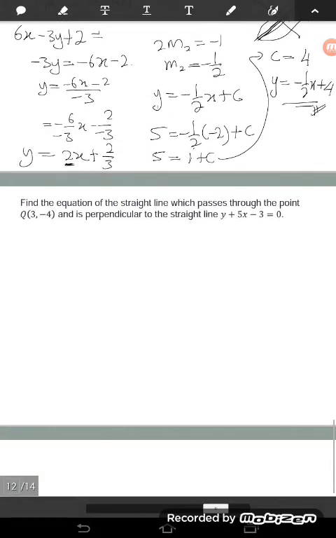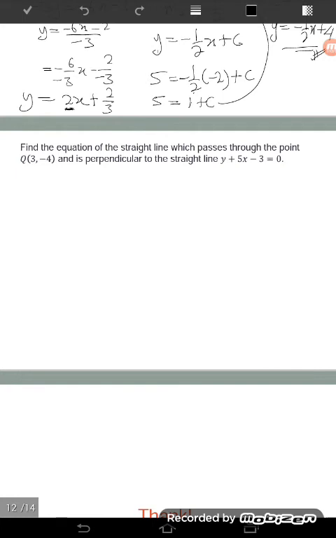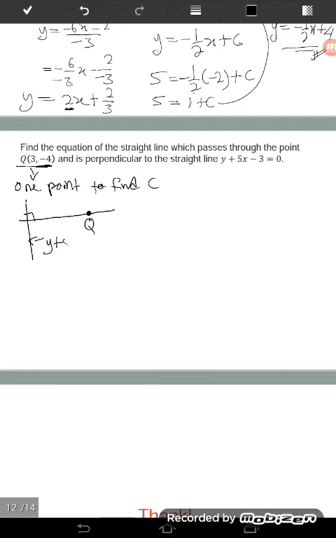Okay, so another example, and the last example. Find the equation of the straight line which passes through the point Q (3, negative 4). So we have one point to find c. Find the equation of the straight line, the line we want to find the equation of, which passes through point Q and is perpendicular to the straight line y plus 5x minus 3 equal to 0. So the gradient of the line we want to find is not given.